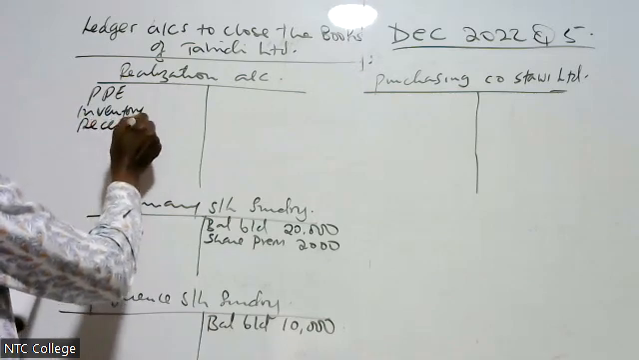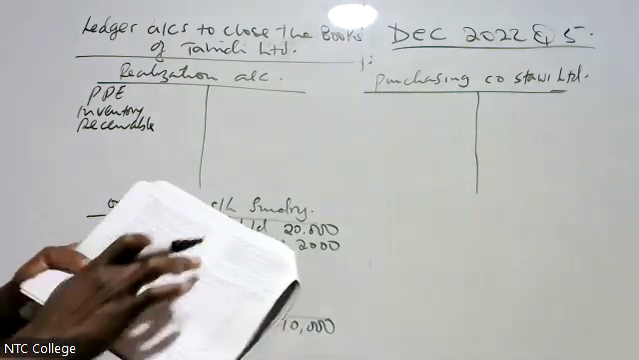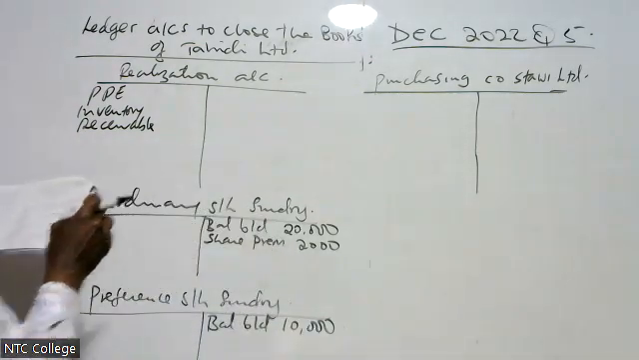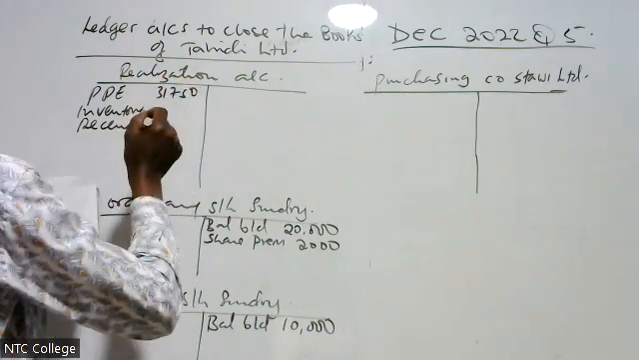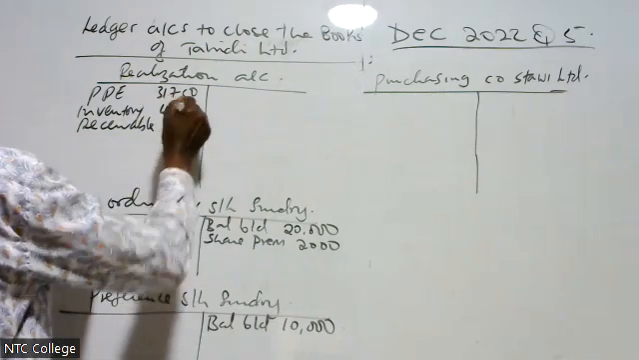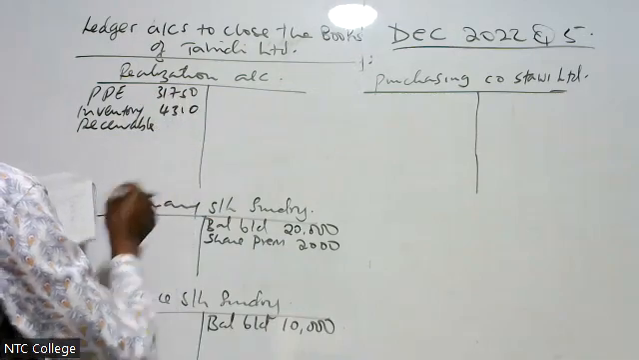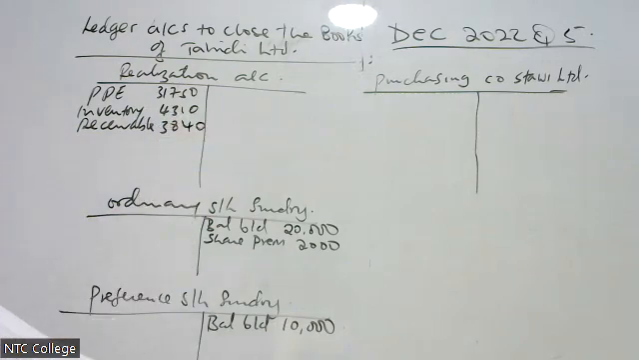Receivables were taken over. But the balances, we take what is in the balance sheet. Like this one, that 1,750. That 1,750, then 310. Then lastly, we have that 840. Those were the assets that were taken over.